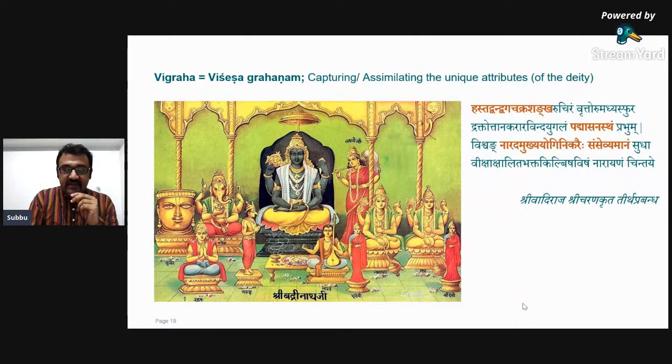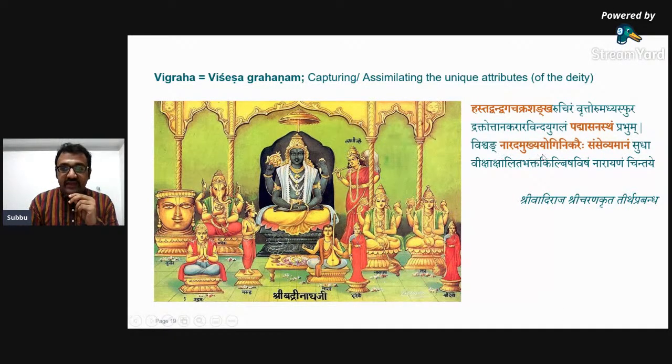The Lord of Badri is conceptualized as Nara Narayana, the Nara being Arjuna and Narayana being Vishnu. Both of them meditated there as sages, and this is the aspect of Narayana in the meditative pose as a yogi. That is why you see this Padmasana. And the Dhyana Shlokam, which is penned by Sri Vadiraja Tirtha: Hastadvandvaka Chakra Shankha Ruchiram. In the two hands, he is holding the Shankha and Chakra. Padmasanastham. He is seated in Padmasana.